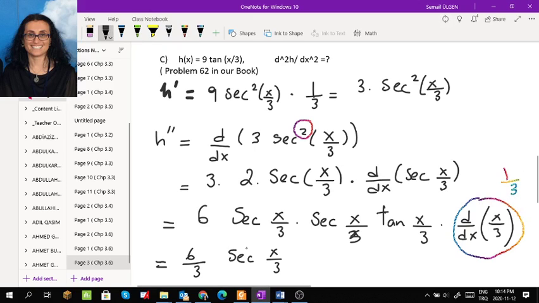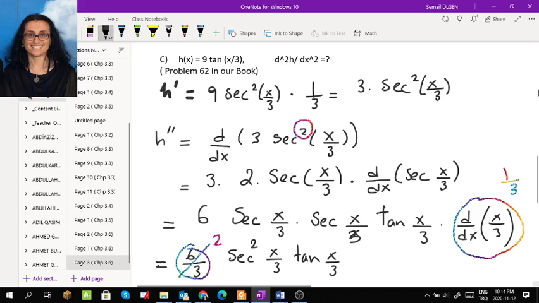Secant x over 3, I have 2 of those. This is going to give me secant squared x over 3, and then tan x over 3, and this is going to give me 2, and I'm done. So this cancels, and this gives me 2. That's the final answer.